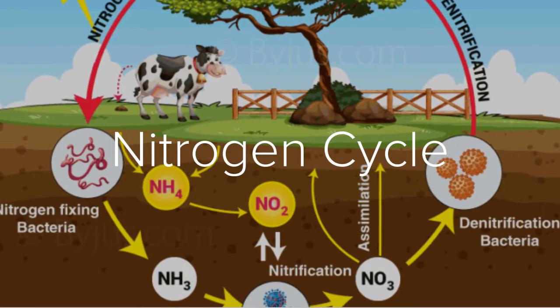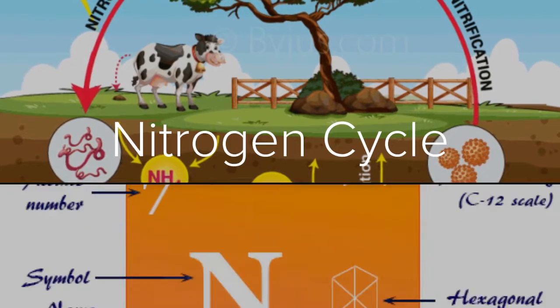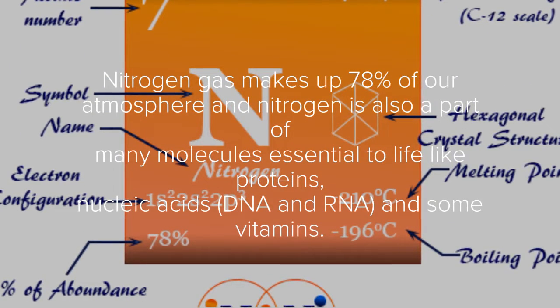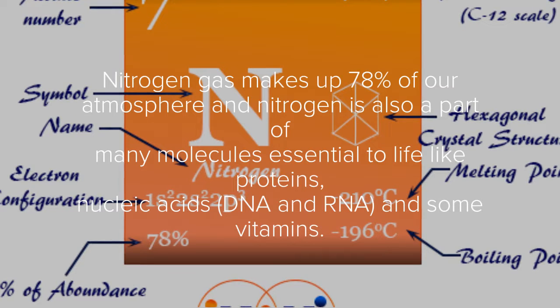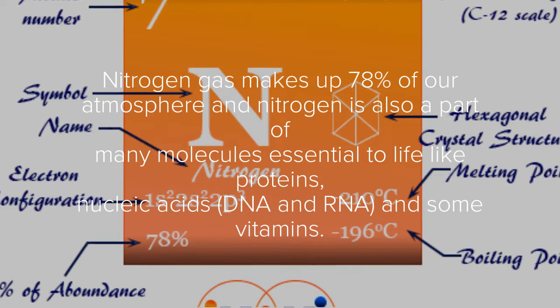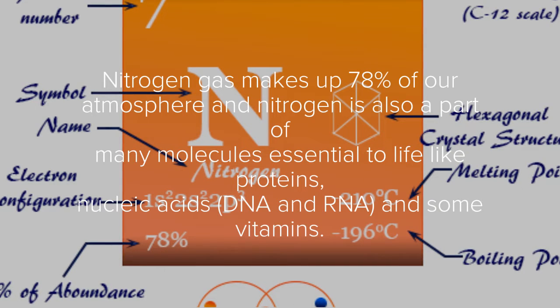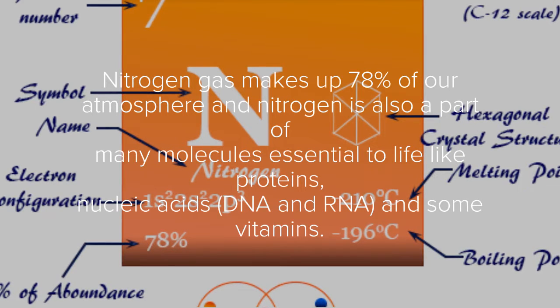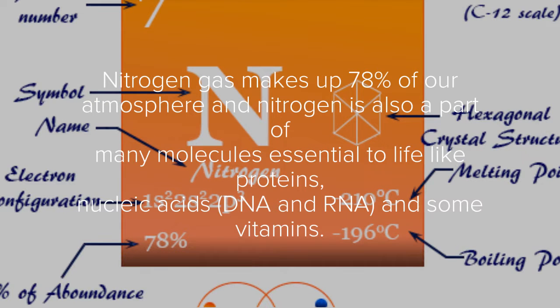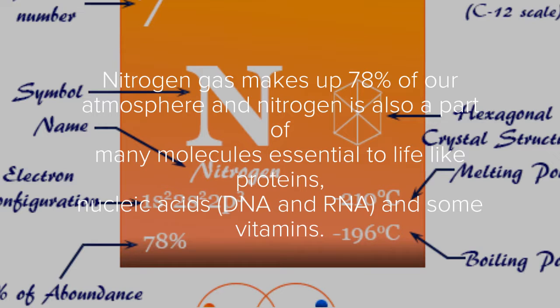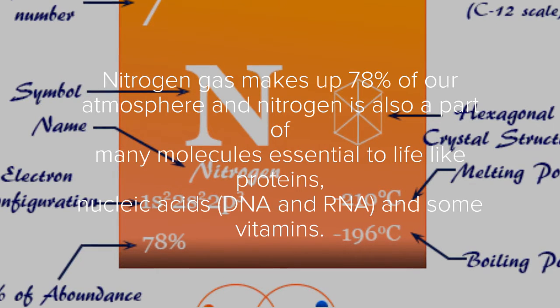Today, we will be learning about the nitrogen cycle. First of all, let's start from the basics. Nitrogen gas makes up 78% of our atmosphere, and nitrogen is also a part of many molecules essential to life, like proteins, nucleic acids like DNA, which stands for deoxyribonucleic acid, and RNA, which stands for ribonucleic acid, and some vitamins.